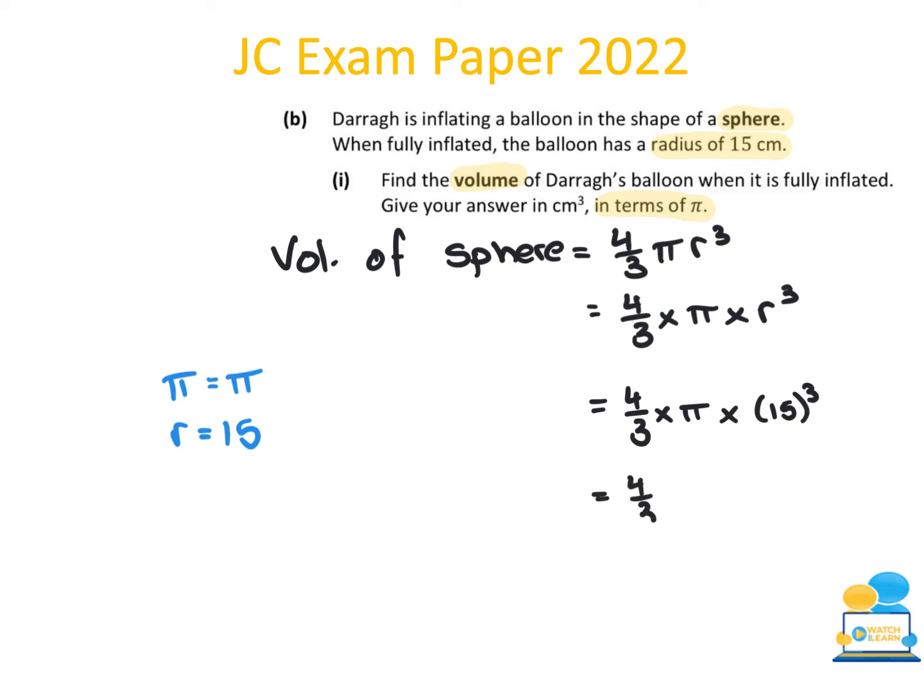So 4 over 3 multiplied by pi multiplied by 15 to the power of 3, which is 3,375. To tie this up completely, I can multiply 4 over 3 by 3,375 in my calculator, which gives me 4,500. And don't forget your pi at the end. And we're also told to give our units. So we're talking in centimetres and we're talking about volume to the power of 3. And that gives us the volume of this inflated balloon in terms of pi.